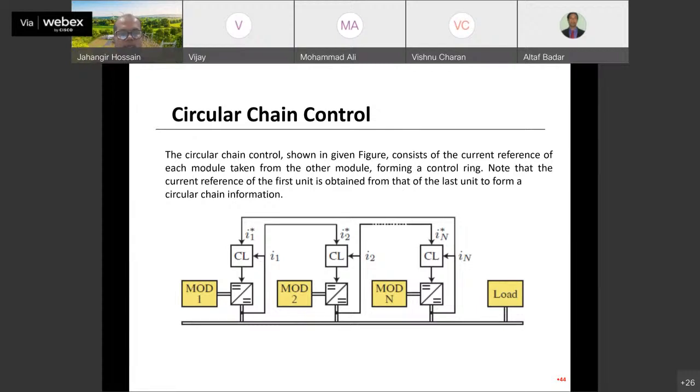You could also have a circular chain control. The main difference from the previous one is that there, the reference for the remaining devices except the master was coming from the master. But here, for example, the second device will get the reference from the first, the third one will get its reference from the second one. So that's why it is like a chain. And the last one again gets its reference from the first one, so it is like a circular chain. That's why this control method is known as circular chain control.